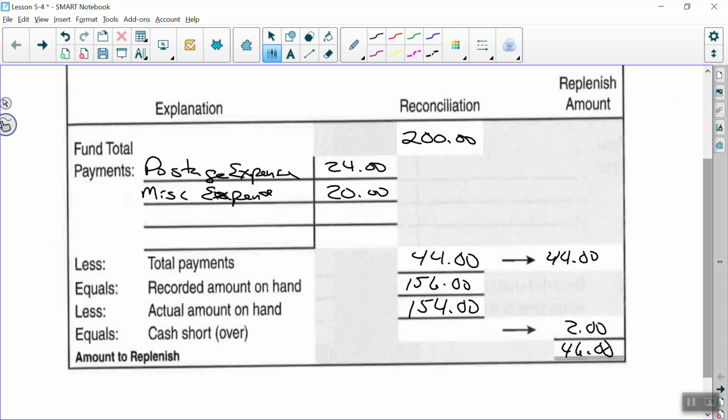If these two numbers were switched, and we actually had more money in our drawer than we should have, this would end up being a negative, and you put that in parentheses. Okay? And then you would subtract. Questions about that?